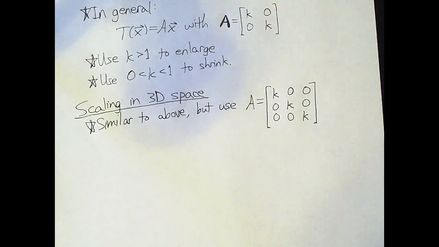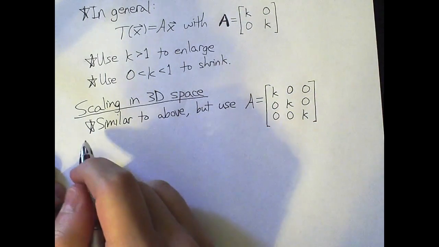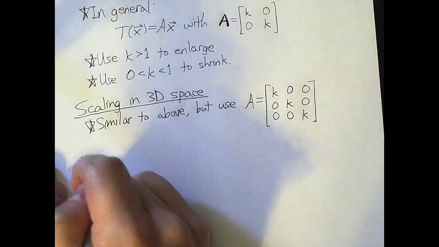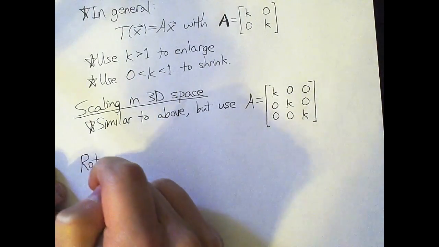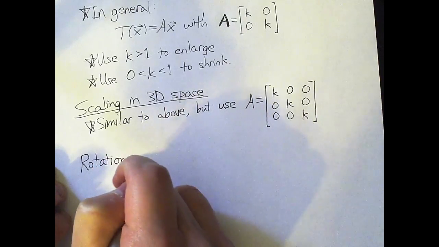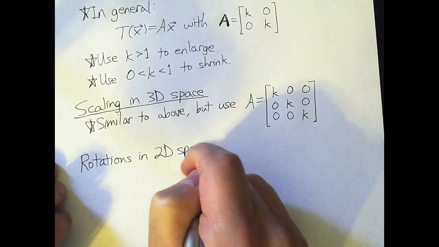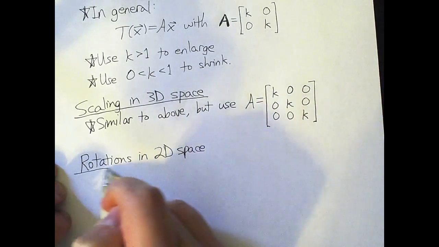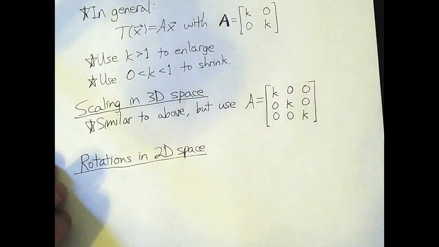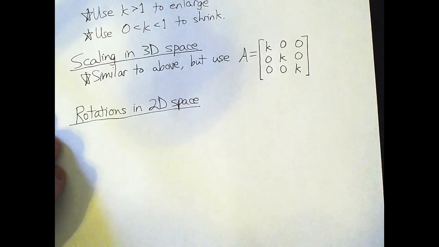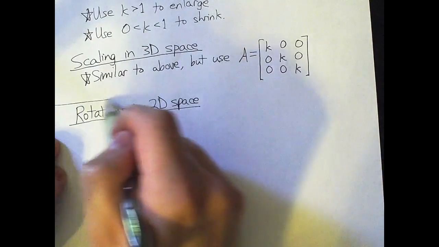So far we've talked about reflecting objects and scaling objects. That might be helpful in 3D graphics. A really important one, or a really interesting one, is rotations. So let's start by talking about rotations in two-dimensional space. And we'll do the two-dimensional version first, like we've been doing, and then we'll get to the three-dimensional version.